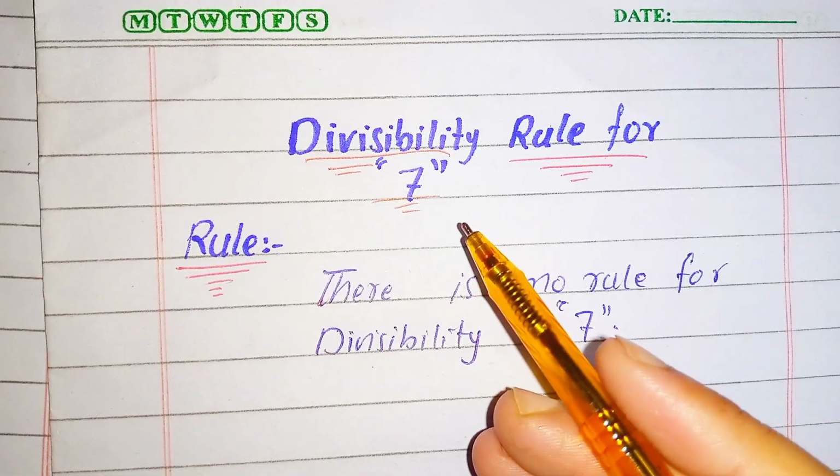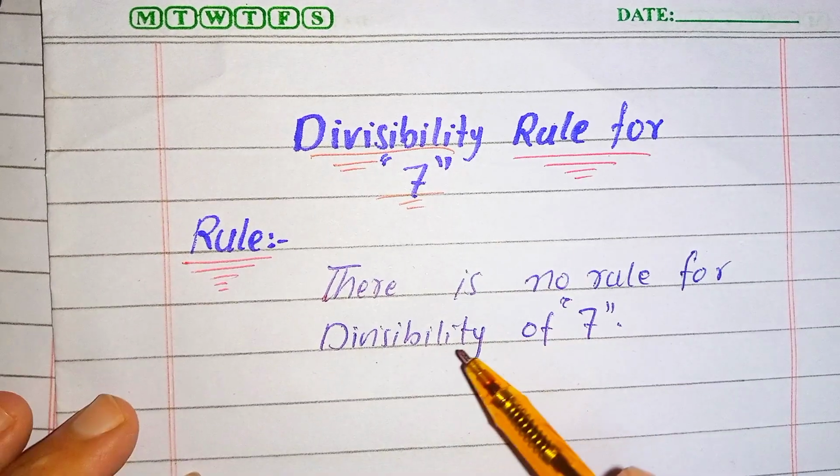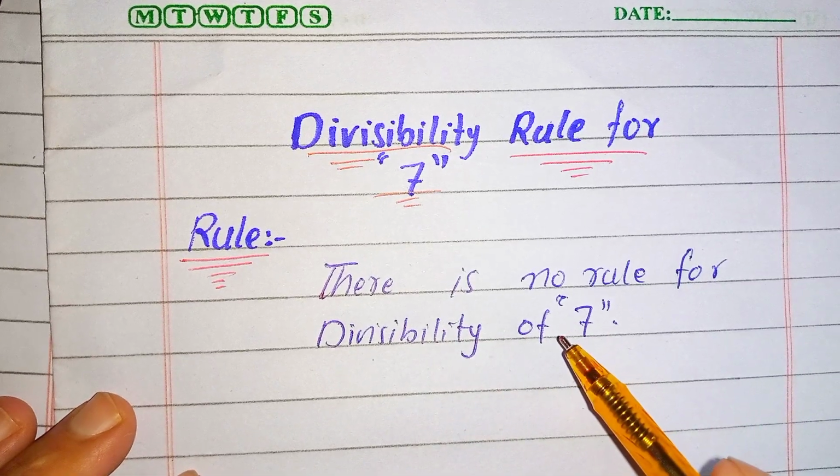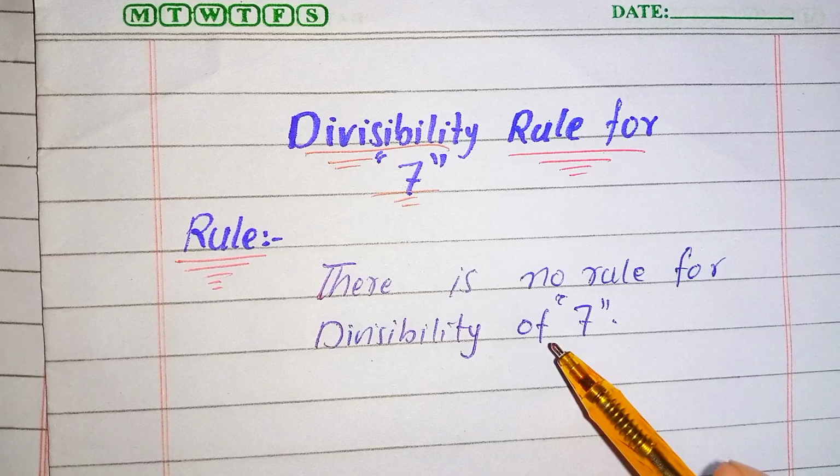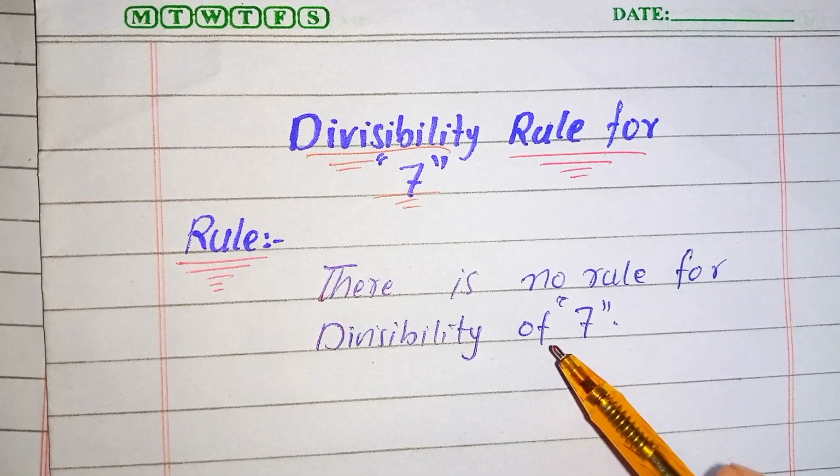According to the rule for divisibility, there is no specific rule for divisibility of 7, and there is no such trick by which we can say that a number is divisible by 7 or not, right?